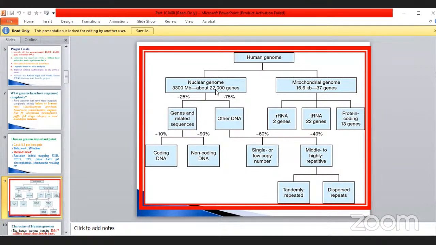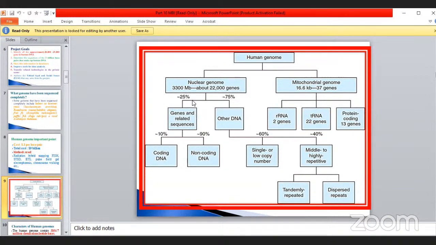The human genome, 100% is 22,000. You have to split it into 25% and find out the 75% also. From this 25%, you have to find out the 10% of coding DNA and 90% of non-coding DNA. Likewise, you have to identify it. Just note it down, my dear students. I will ask only these 4 questions. Otherwise, I will explain; no need to worry.